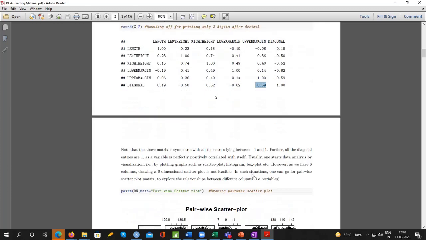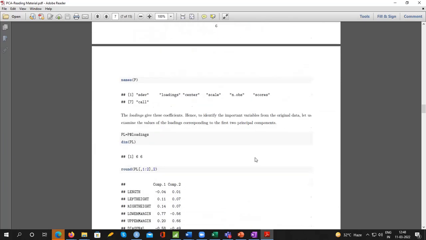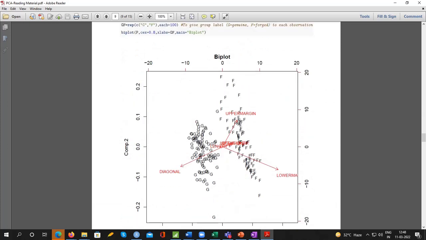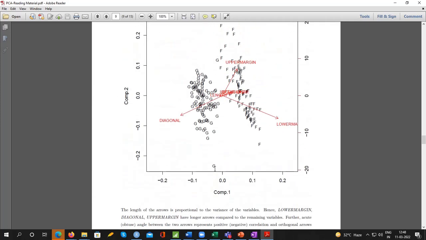Diagonal and upper margin, minus 0.59. So diagonal and upper margin must also be an obtuse angle. Yes, diagonal and upper margin, this is also an obtuse angle. So these things are verified from the biplot. Then we said that the group towards the arrow has higher readings.